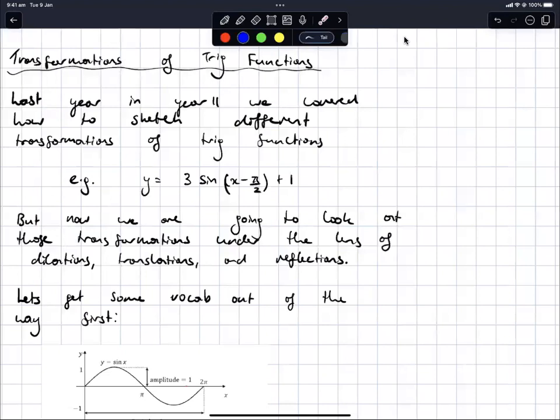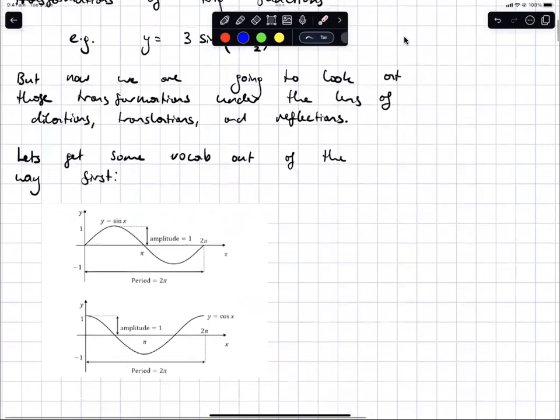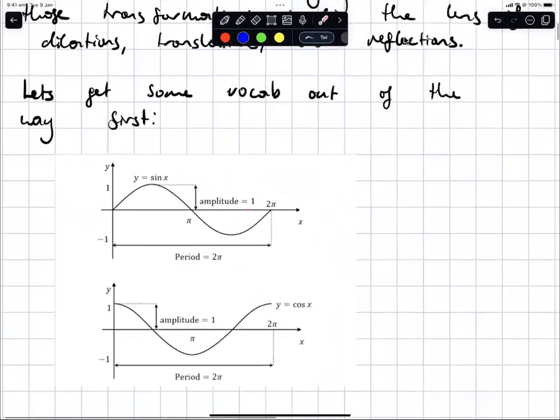reflection. But we want to have some vocabulary specifically for the trigonometric functions out of the way first. So short and simple, here you'll notice I have two trigonometric graphs. One is sine x and the other is cos x. We're very familiar with these. We've seen a lot of them before. What we want to do is understand the features of each graph.